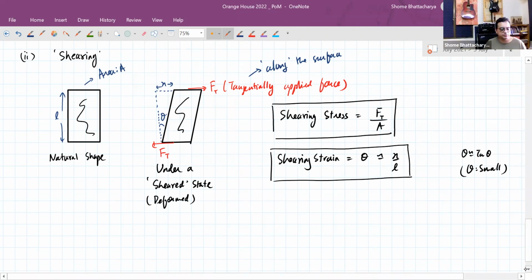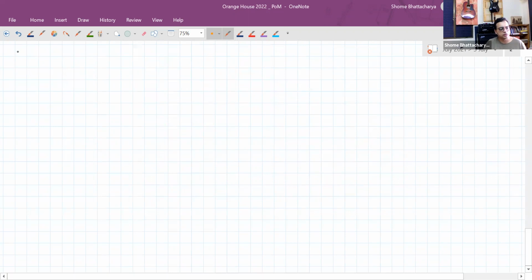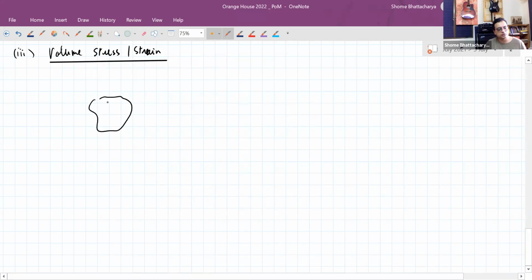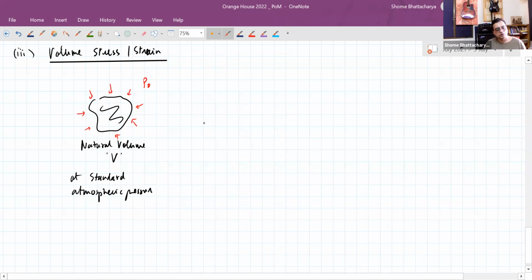Okay, and the third and final type of deformity and related stress and strain we'll talk about is the volume stress and strain. So when a three-dimensional object of natural volume, let's say V, is subjected to higher pressure, it tends to compress in volume.